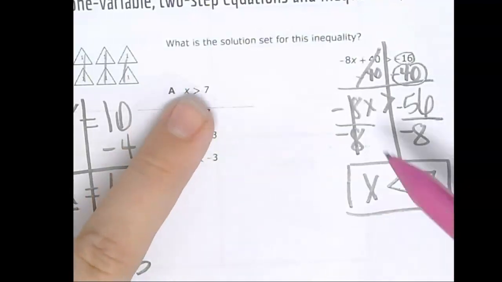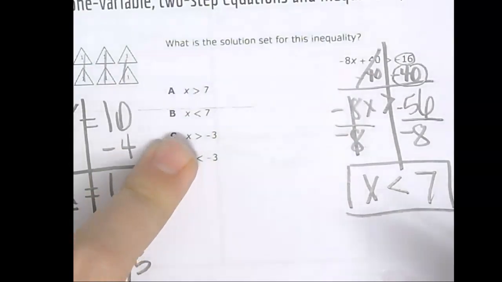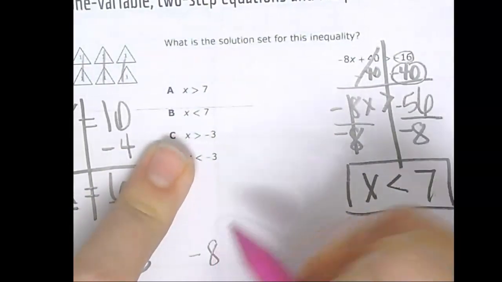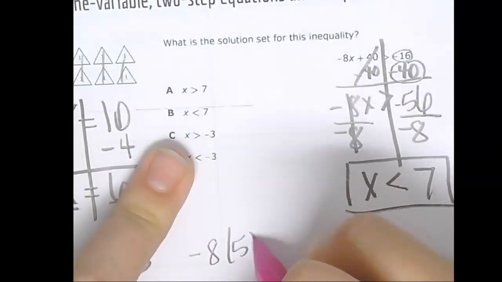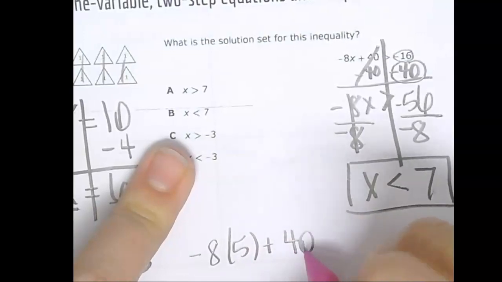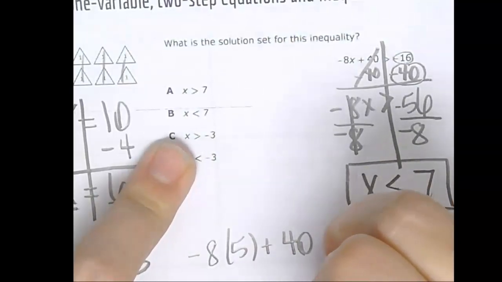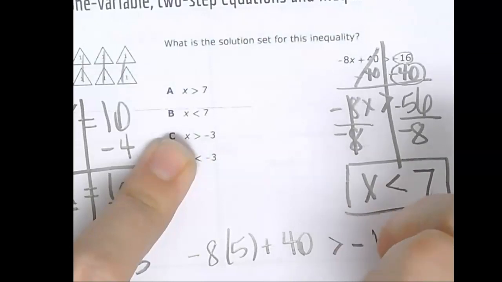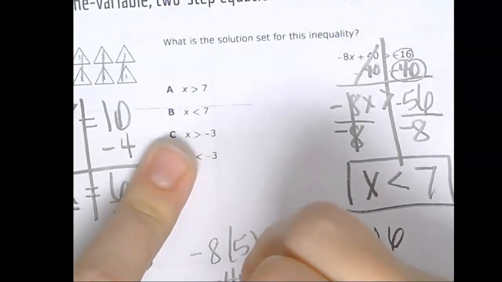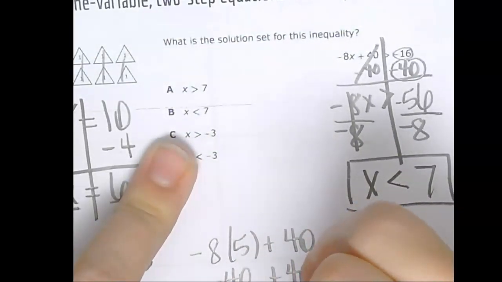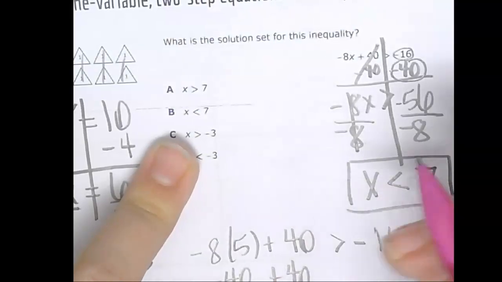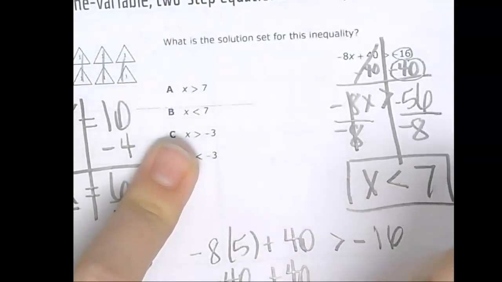So if we were going to check it, we could plug in any number that is less than 7. So let's say 5. So negative 8 times 5 plus 40 would be greater than negative 16. So we have negative 40 and positive 40. That would give us a 0, basically. 0 is greater than negative 16. Yes, that is true.